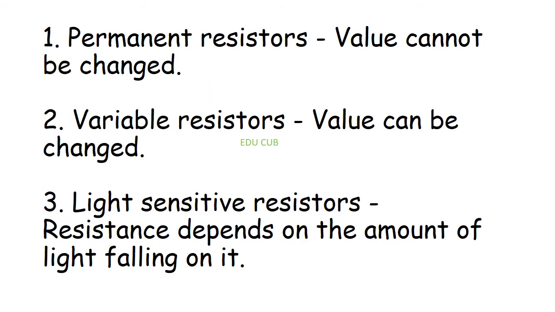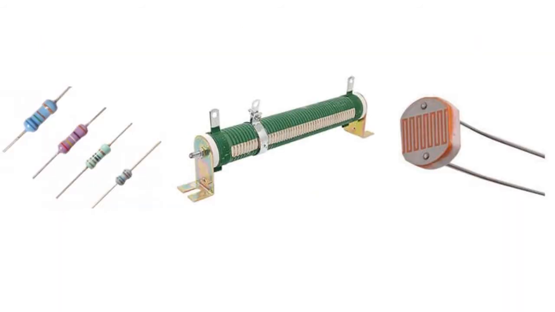There are various types of resistors with different shapes in the market. Here, let's see what those are. First one, permanent resistors, the value cannot be changed. Second one, variable resistors, the value can be changed. Third one, light sensitive resistors, resistance depends on the amount of light falling on it. I have given you 3 diagrams. The first figure is for the permanent resistor, the second one the variable resistor, the third one the light sensitive resistor.